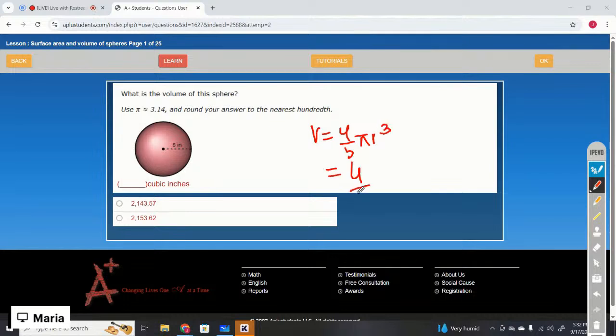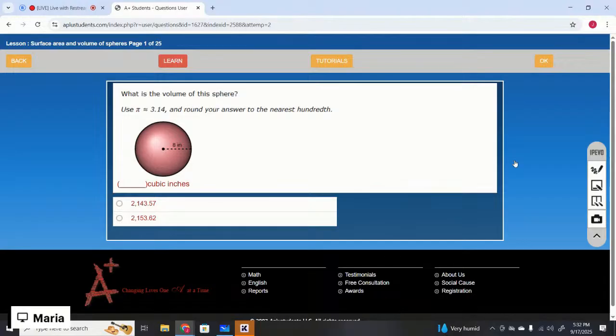4 by 3 times 3.14 times 8 cube. So 8 times 8 times 8, that is 512 times 3.14 times 4, that is 6,430.72 divided by 3. The correct option is 2143.57. Option number 1 is the correct option.